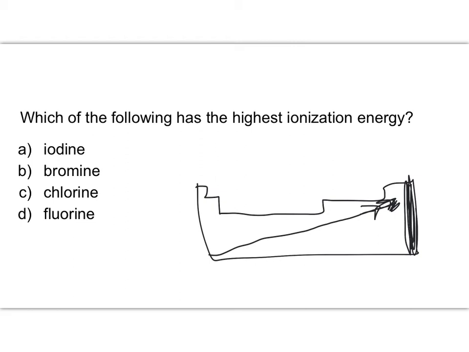And if you look, these are actually all in the same group. They're in group 17, which is the halogens. So since it increases up, and these are all in the same column, we just look for the one at the top of the column, which is fluorine. So that would have the highest ionization energy in that group. Not the highest on the periodic table, that would actually be helium. But the highest in that group is fluorine.